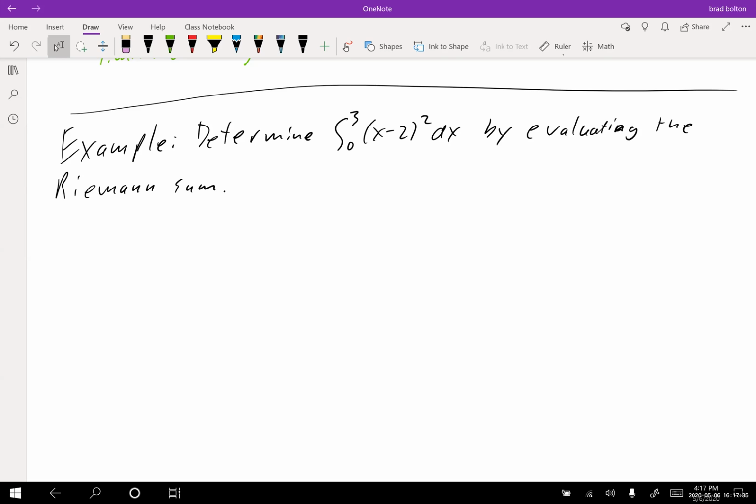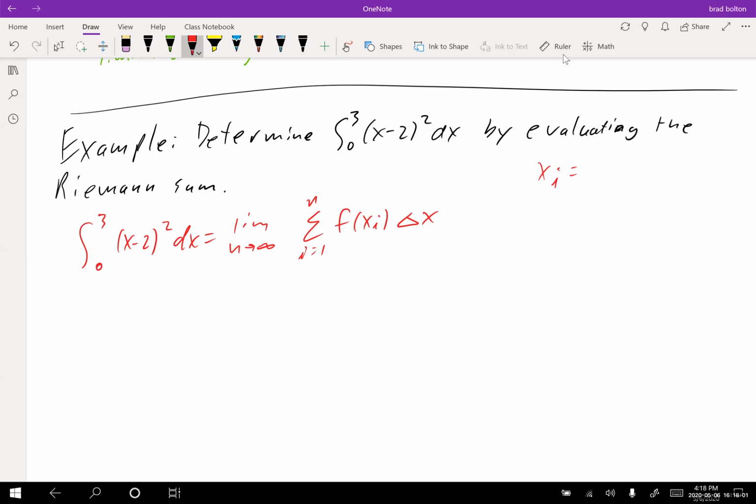So we're going to say that the integral from 0 to 3 of (x minus 2) squared dx is equal to the limit as n approaches infinity of the sum from i equals 1 to n of f of x sub i times delta x. So that means I need to find x sub i, but we know x sub i is always a plus i times delta x. So we need to find delta x, but we know delta x is (b minus a) over n. So this is going to be 3 over n, because 3 minus 0 is 3.